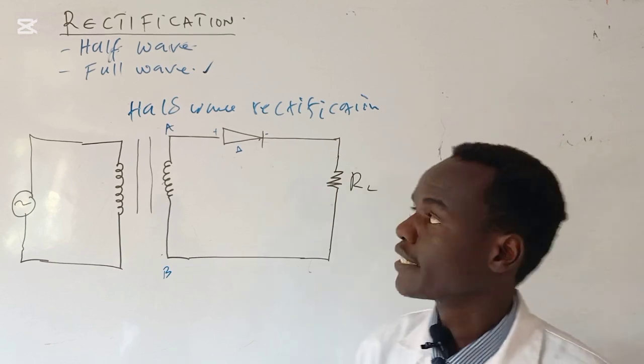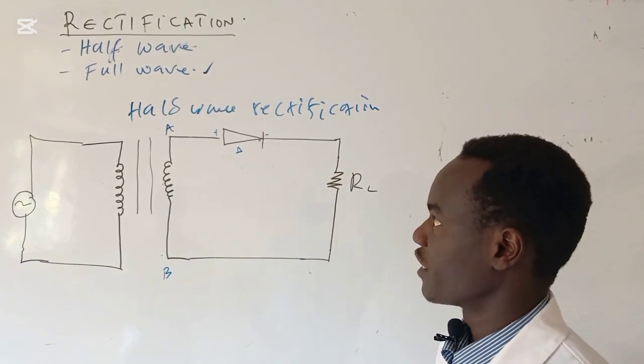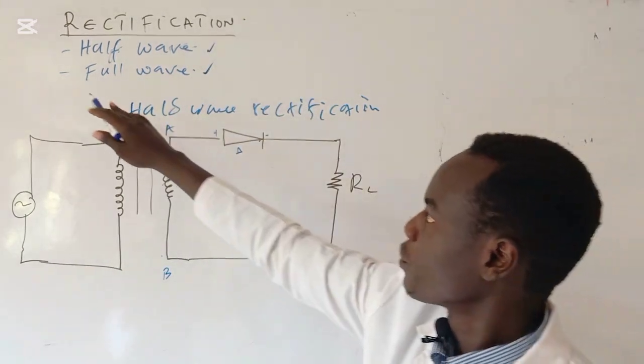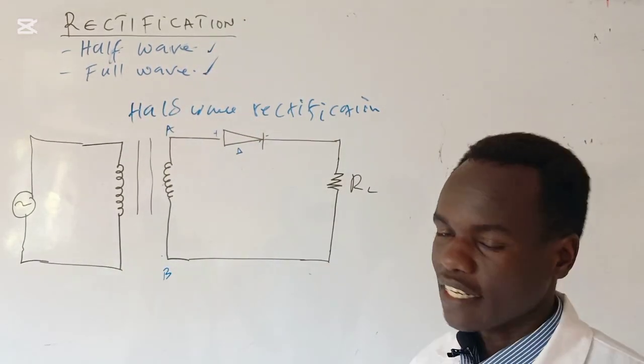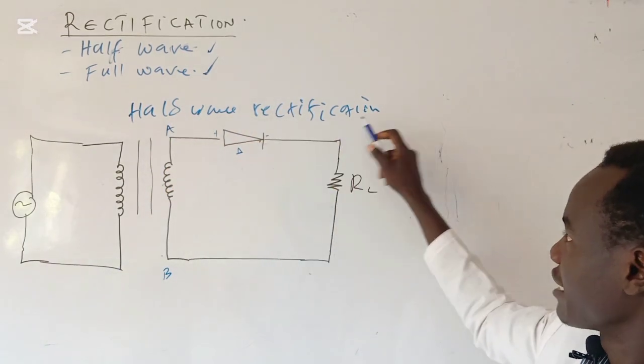Today we are going to look at rectification. We say that there are two major ways of rectification: half-wave rectification and full-wave rectification. Today we are going to begin with the half-wave rectification.